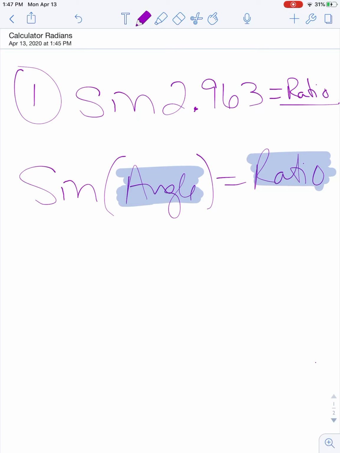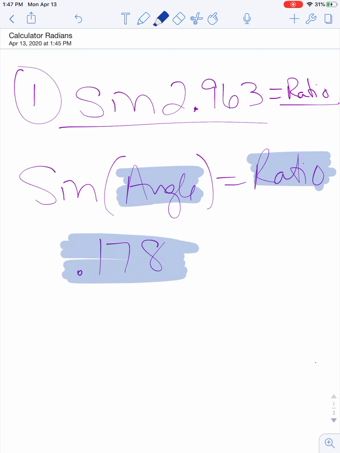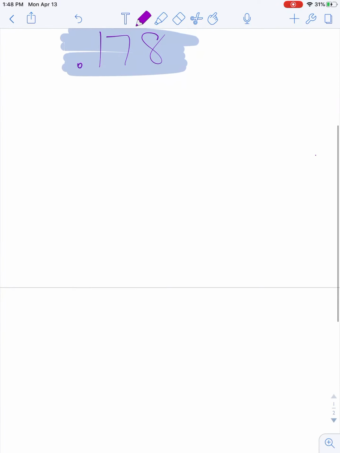So we're going to get one answer. If we're finding the ratio, I do not use inverse sine. I'm just going to literally go to the calculator and hit sine of 2.963, and it's going to spit out the answer, which is 0.178. That is not an angle. That is a ratio. Look at how close these look. That's why you really have to understand when it comes to radians what you're doing. Are you finding an angle or are you finding the ratio? It gets kind of ugly here, and you got to make sure you know what you're doing in the calculator.